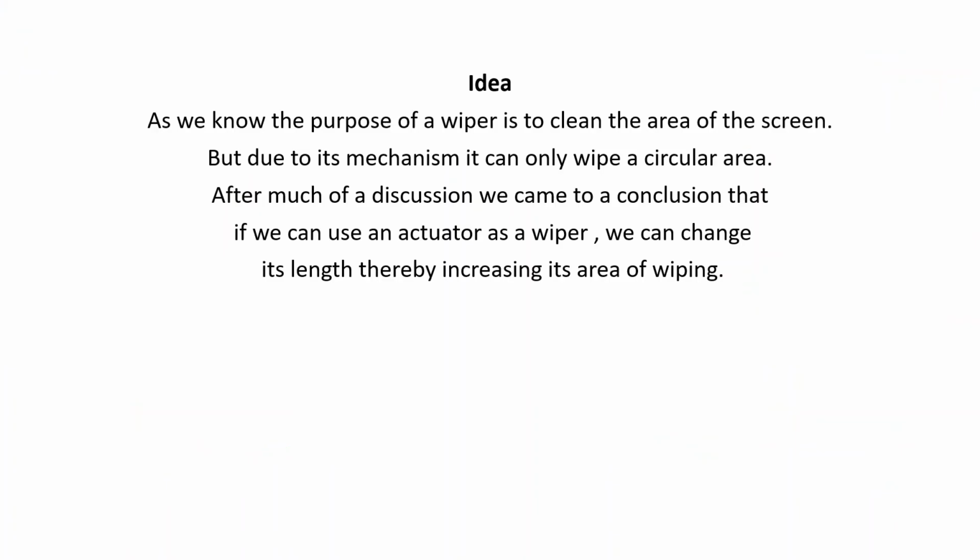We can draw an interesting idea about the wiper mechanism. As we know, the purpose of a wiper is to clean the area of the screen, but due to its mechanism, it can only wipe a circular area. After much discussion, we came to a conclusion that if we can use an actuator as a wiper, we can change its length, thereby increasing the area of wiping.